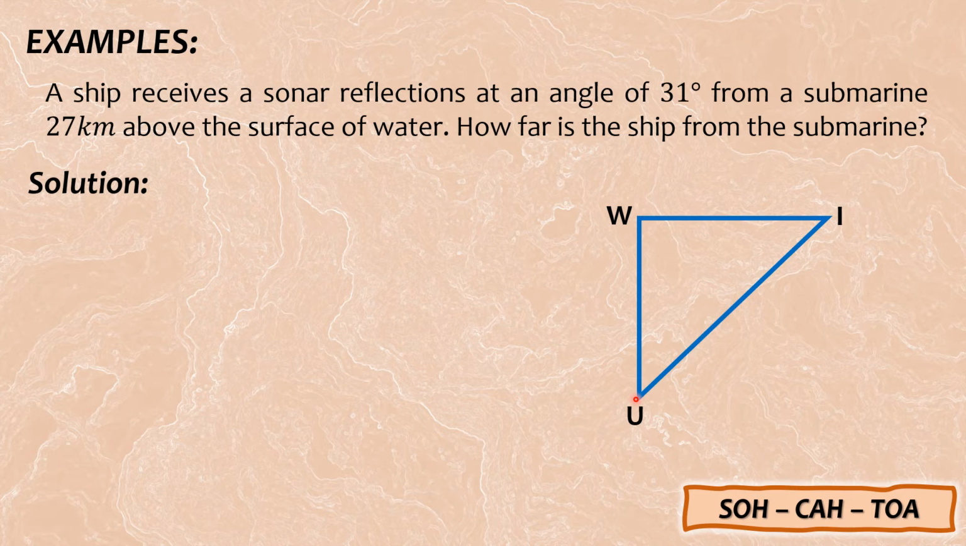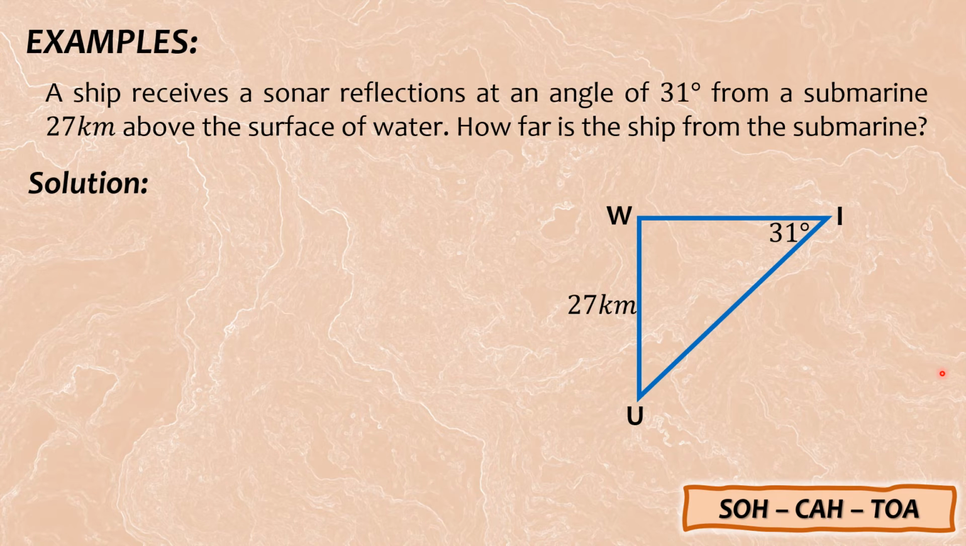So, it says the ship received an angle of 31 degrees. Since this is the ship, it is looking downward, or it found a sonar reflection below, therefore we put the 31 degrees here, and that is the angle of depression. And then, the depth of the submarine in the water is 27 meters. Or sorry, 27 kilometers.